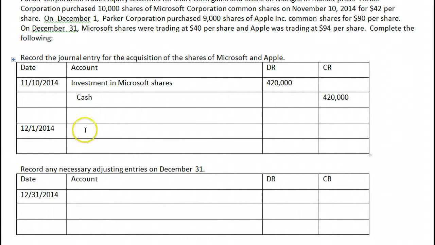Then on December 1st, we would do the exact same entry for Apple shares. We would debit the investment in Apple shares account, and we would credit cash. This time it would be for $810,000. That represents 9,000 shares at $90 each.